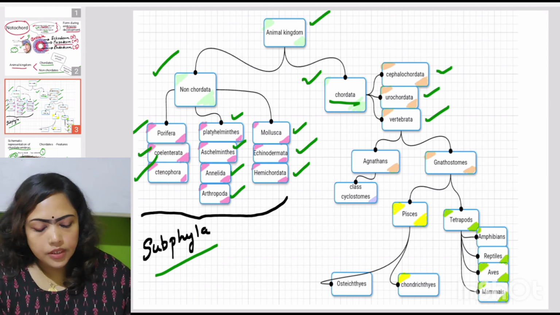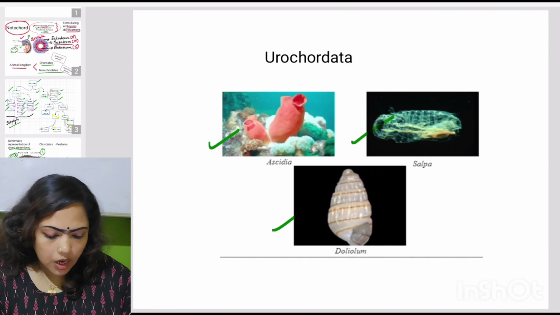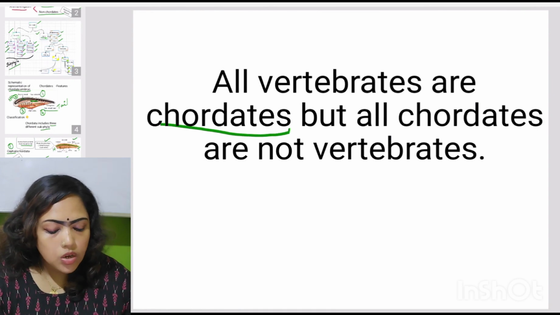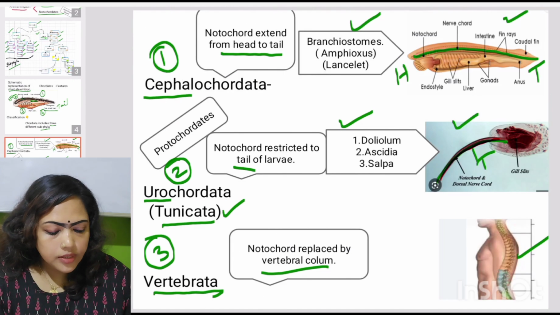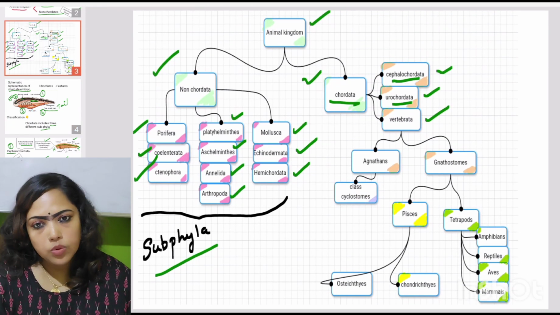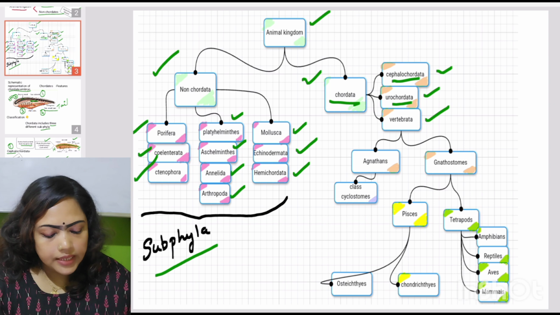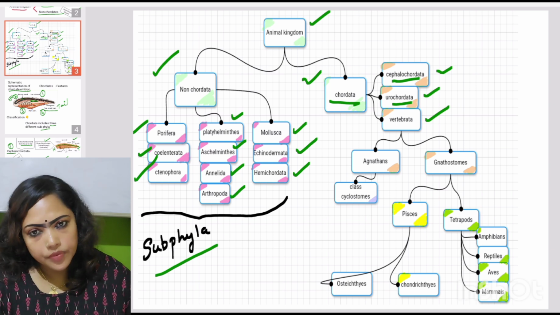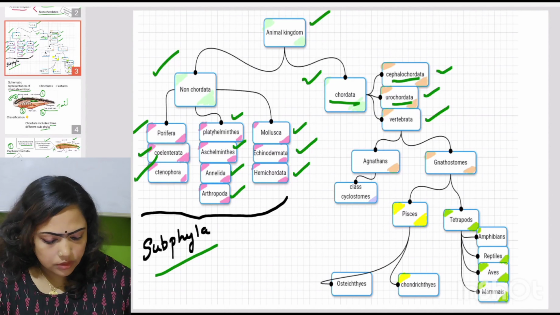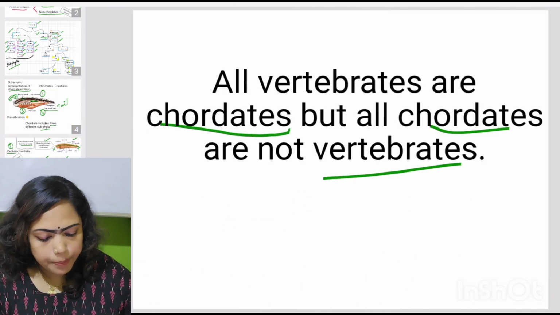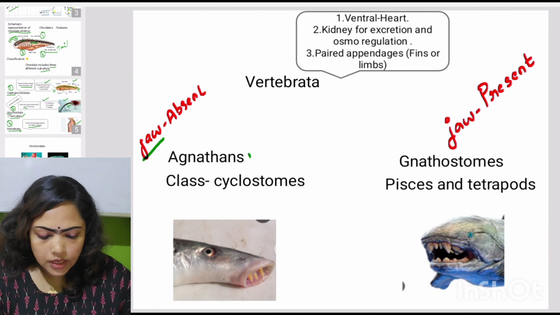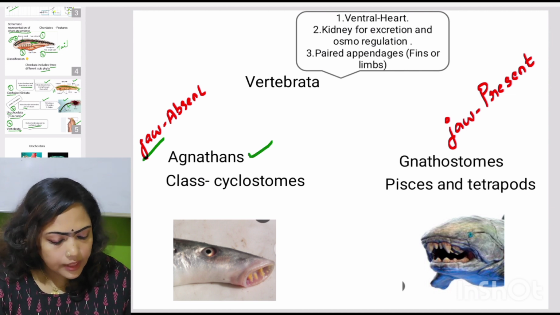So we can conclude one thing here. All vertebrates are chordates. But all chordates are not vertebrates. Why? Because chordates include not only vertebrates but Cephalochordata and Urochordata also. And then the classification of vertebrates. They are classified into agnathans and gnathostomes, on the basis of the presence or absence of jaw. If the jaw is absent, they are called agnathans, and if the jaw is present, they are called gnathostomes.